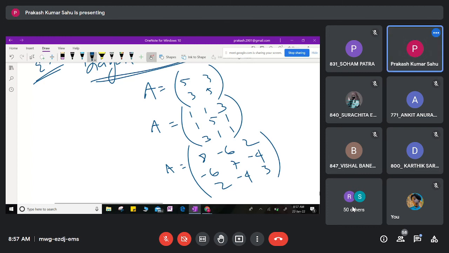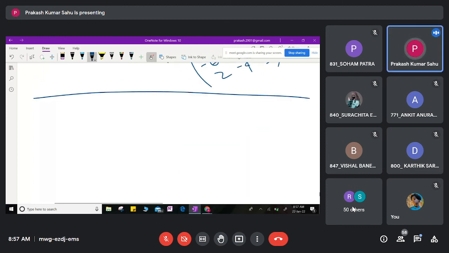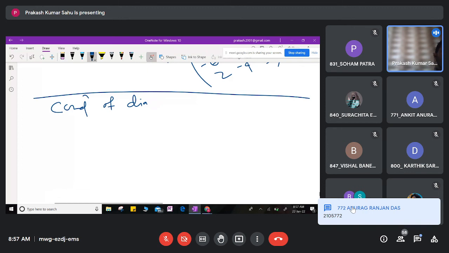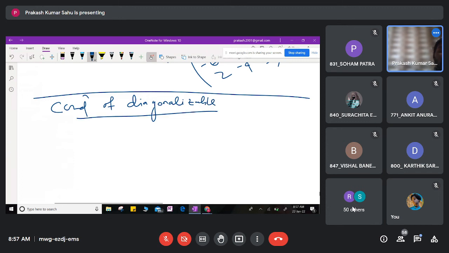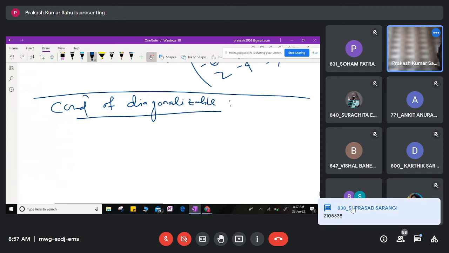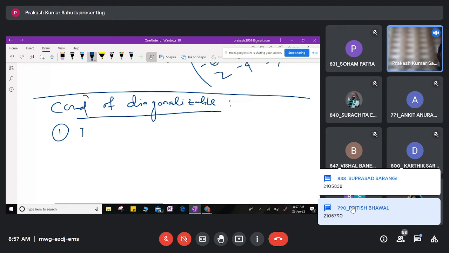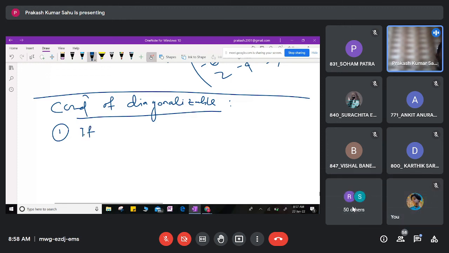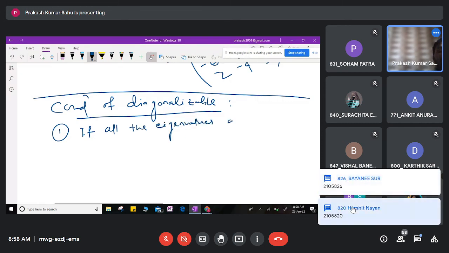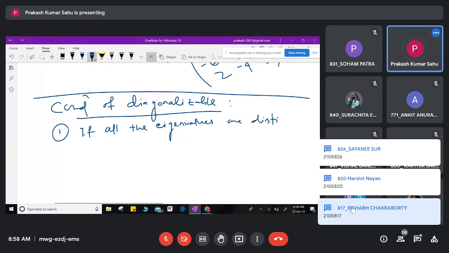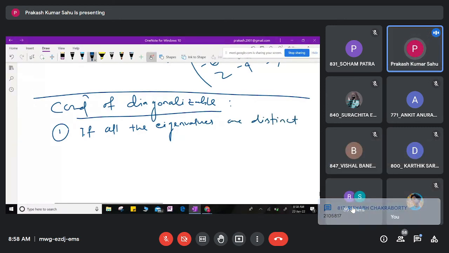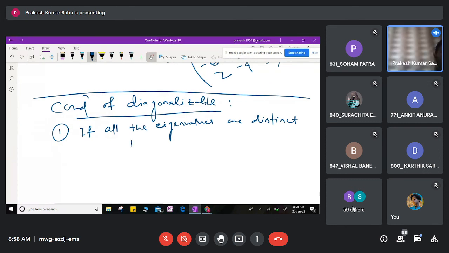Next, see what is the condition of diagonalizability, that means how to know whether a matrix is diagonalizable or not. The first condition is: if all the eigenvalues are distinct, then it is diagonalizable.